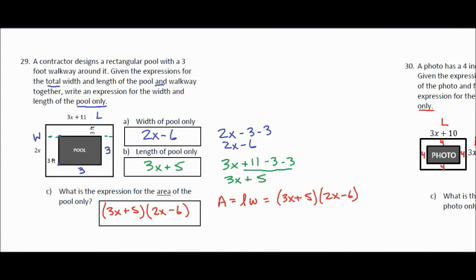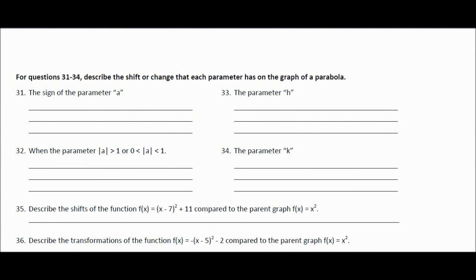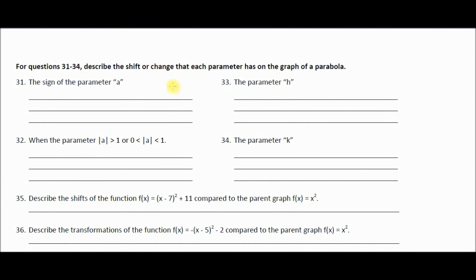Let's take a look. For questions 31 through 34, describe the shift or change that each parameter has on the graph of a parabola. First question is, what does the sign of the parameter A do to the parabola? Okay, so a complete sentence for this would be something like this.